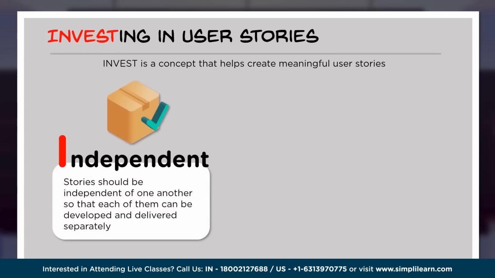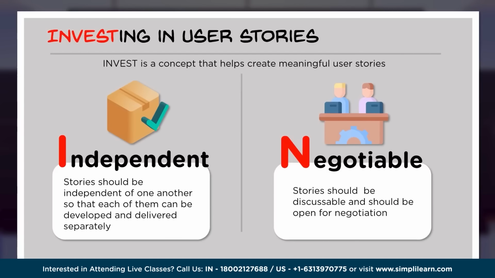So when I say independent, whenever we write a user story, it should be self-contained, if at all possible, to avoid dependencies on other user stories. It should be independent of one another so that each of them can be developed and delivered separately. Negotiable means user stories can always be changed or rewritten. At any given point in time, we should be able to make the modifications required.